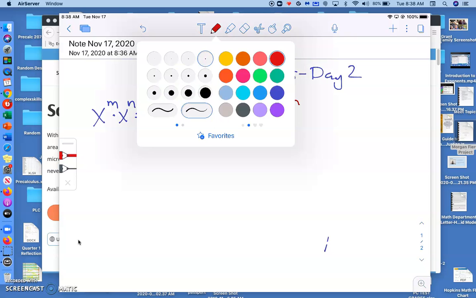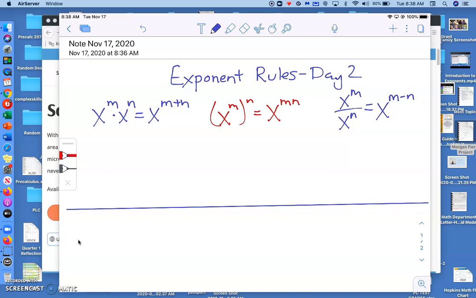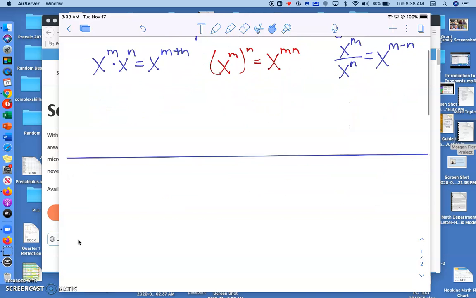And then the third one we went over yesterday was x to the m over x to the n equals x to the m minus n. So we talked about those three yesterday. Today we're going to talk about a couple more. I'm going to leave a little space at the top that we will add these to, so we'll have all of our exponent rules.